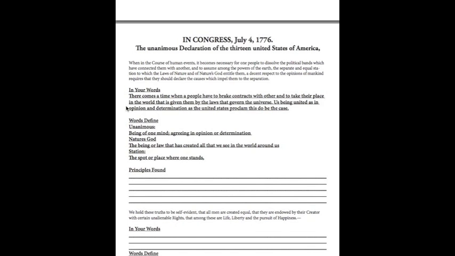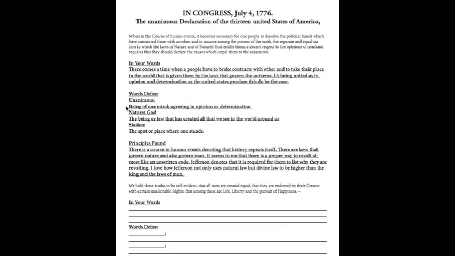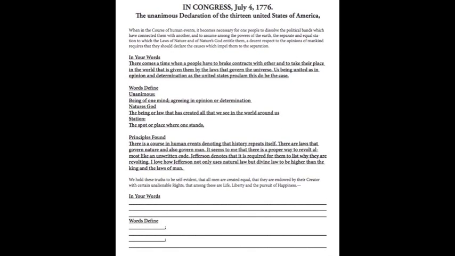After we've summarized and looked up words, the next step is to go in depth and understand the principles that we can find there. This is by far my favorite part of the process. This is where we get to go really deep and ask ourselves some really hard questions. Here are some of the principles that I found. There is a course in human events, denoting that history repeats itself. I think that's so powerful to think about, how there's a cycle in history, or maybe it's not a cycle, but it might be that because of the nature of man, we're continually repeating ourselves.